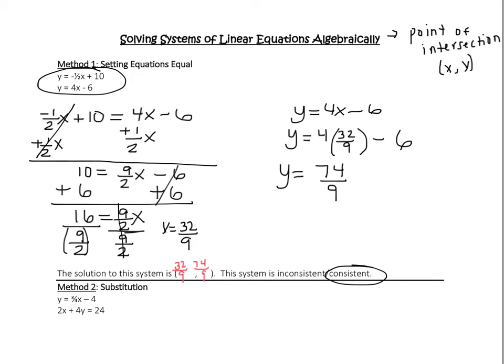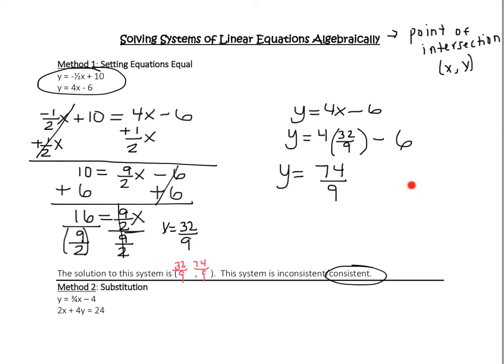Okay, let's recap what we just did. We are trying to find the point of intersection of these two lines. So we saw that both equations were set equal to y. So if they're both set equal to y, we can set them equal to each other. So we did that, and we solved, and we got an x value. And now we need to find the y value.